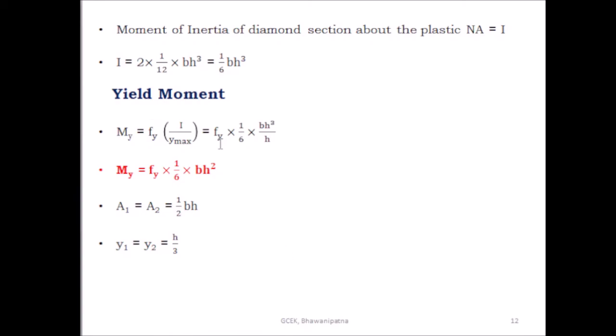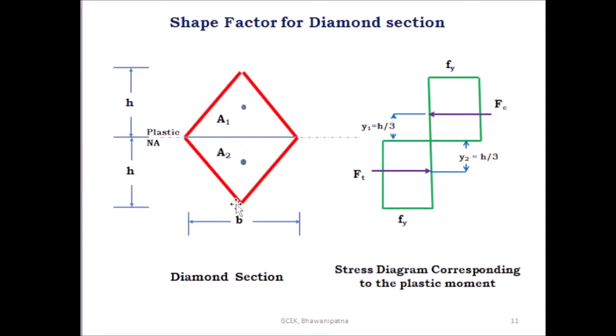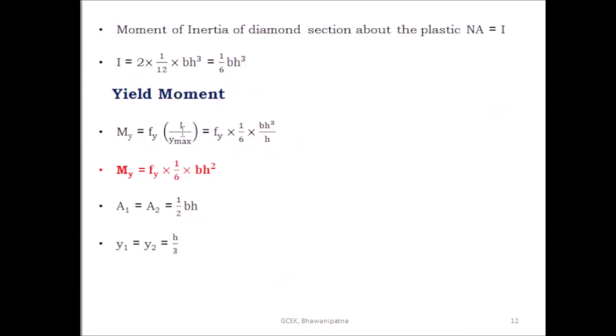Then find the yield moment. The yield moment My is equal to Fy into I by Y max. Here I is equal to 1 by 6 b h cube, and Y max is the most distant point from the neutral axis. From this to this is the elastic neutral axis in the case of the yield moment, so from this to this is the most distant point from the neutral axis. Y max is equal to h. Putting it in, I by Y max is 1 by 6 b h cube divided by h. Then the yield moment is equal to Fy into 1 by 6 b h square.